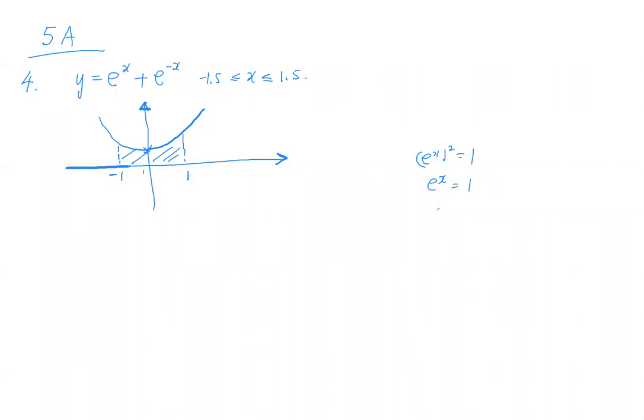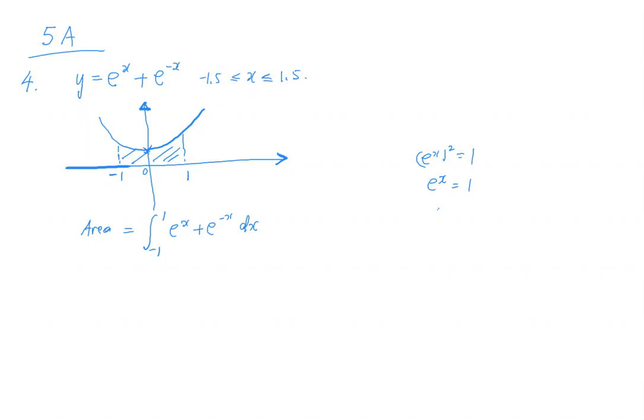No, because the whole area is above the x-axis. So now, if I want to find the area of the shaded region, what I need to do is integrate from -1 to 1, e to the power x plus e to the power -x dx. If the question didn't say exact value, you can just use your FNINT to get the answer.